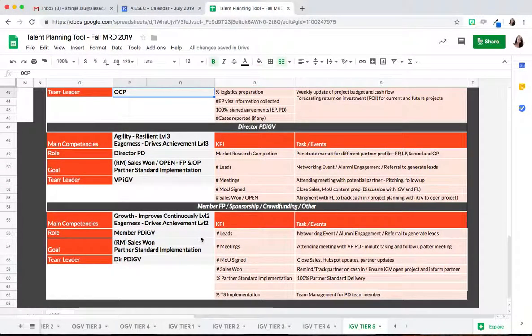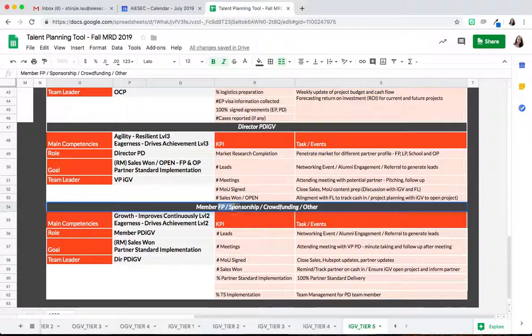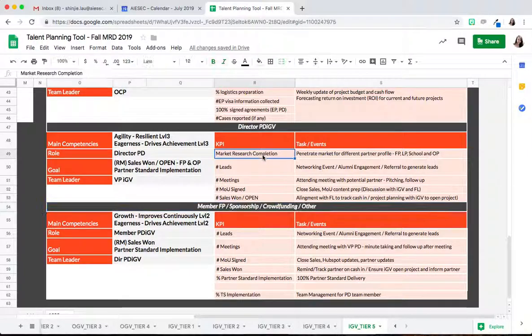Okay, then in PD structures, so if you want to look at the PD structures, what makes it different is that your PD for iGV will solely only focus on money. Okay, it's all about money. So PD director, you need to make sure that you do market research for different strategies. Depends what strategies you want to run. So if you want to know what is a strategy, definitely is still meaning these four: financial partners, sponsorship, crowdfunding, and also others. Based on that, you need to do market research.